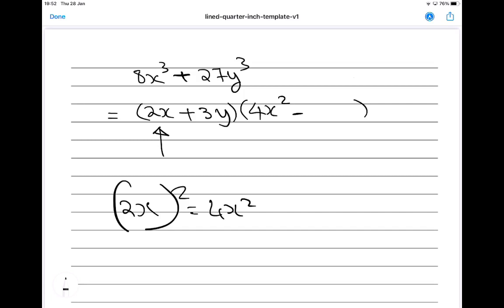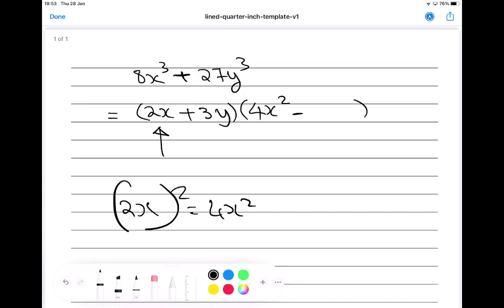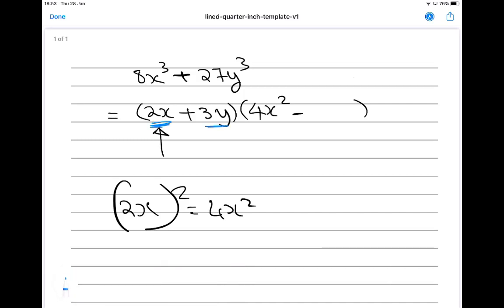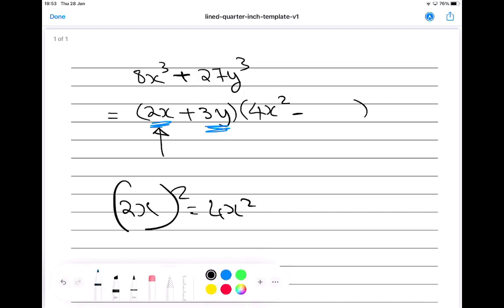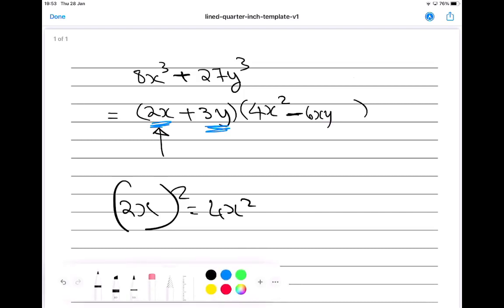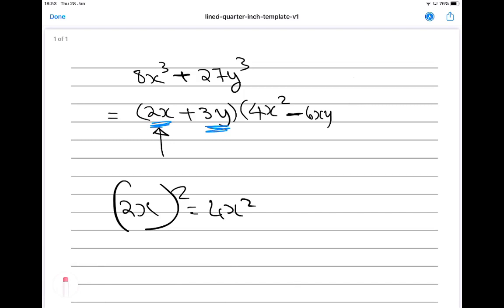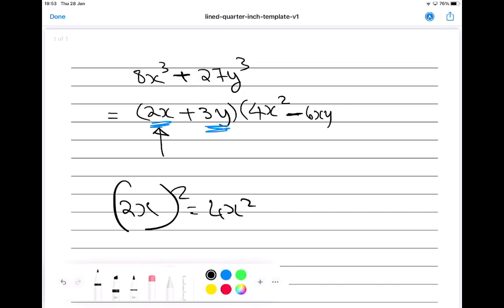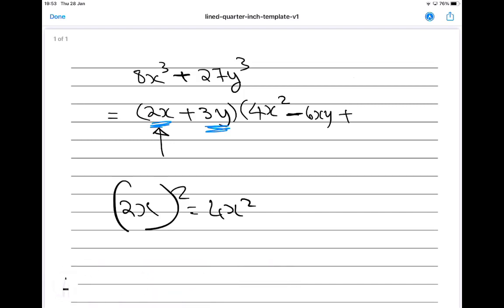And then the middle term is found by multiplying these two numbers. So if you multiply 2x by 3y, that will give you 6xy. So we need a 6xy here. And that will be negative because we said the middle term will be negative. And then finally, that one will be positive. Only one negative sign can be inside that bracket.